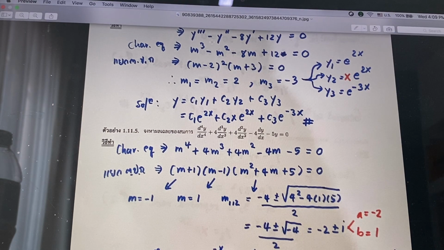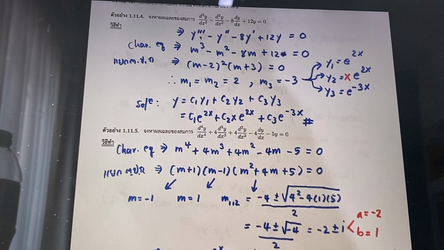All right, and this a little bit more. Okay, so we have the third derivative, y triple prime minus y double prime minus 8y prime plus 12y equal to 0. So the characteristic equation is going to be m cubed minus m squared minus 8m plus 12. See, we don't have any m here anymore because we don't have any derivative here. And this one we can factor. So it's equal to m minus 2 squared times m plus 3 is equal to 0.